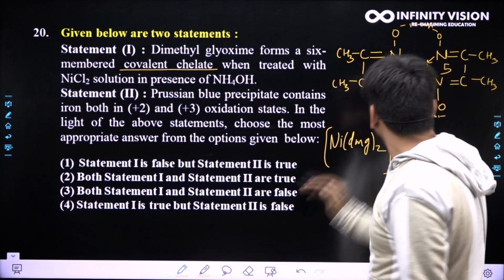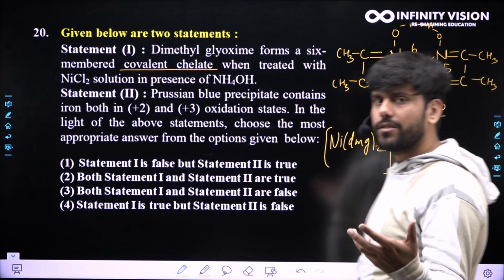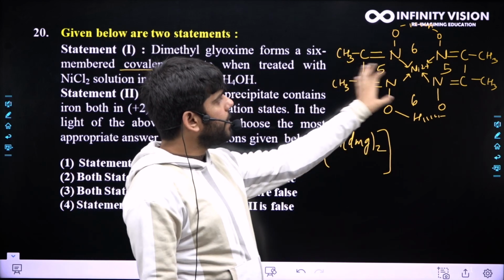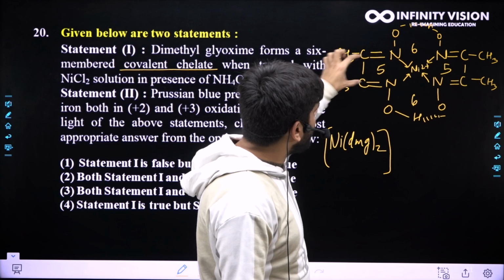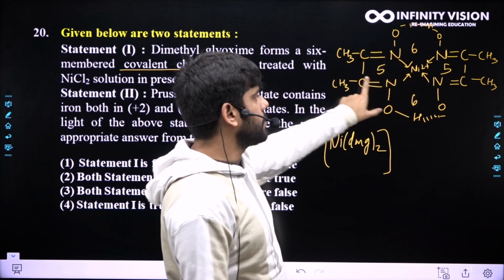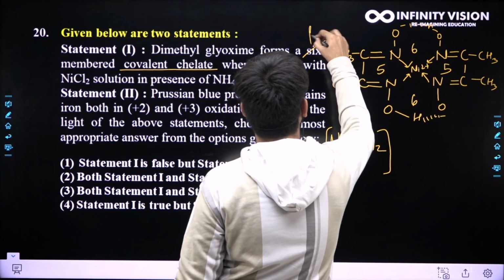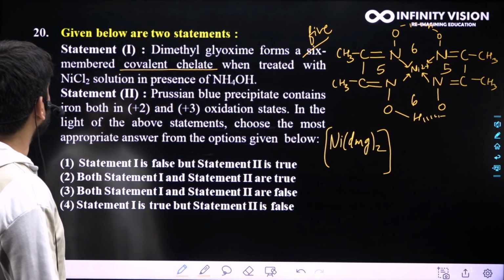Because though we have a 6-membered ring, if the question comes how many total number of rings, then we have 5-membered and 6-membered both. But dimethyl glyoxime is forming 5-membered chelate rings, right? 5-membered chelate rings. So it is not 6-membered. We are having 5-membered chelate rings, right?